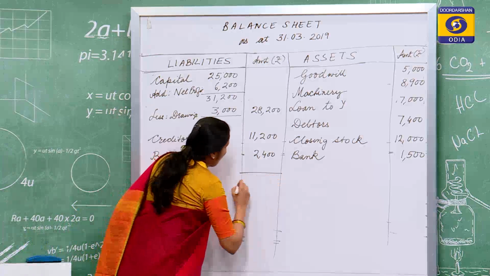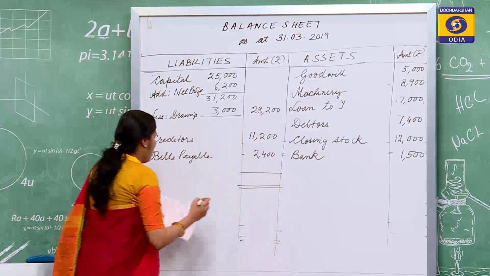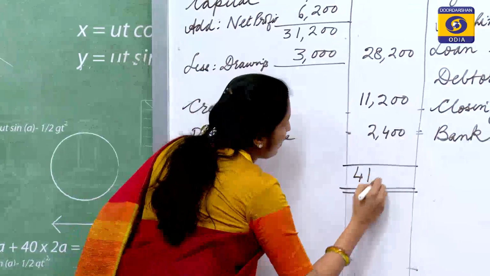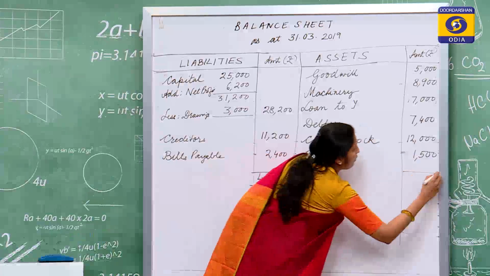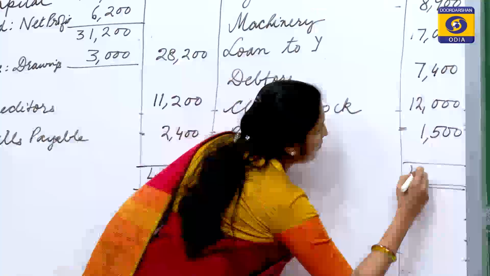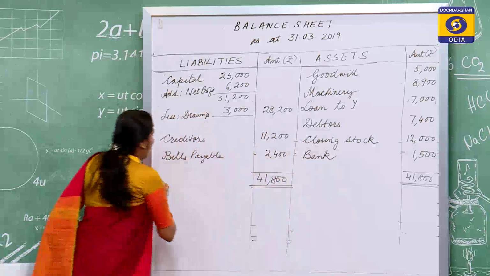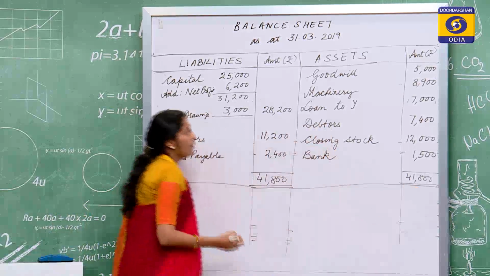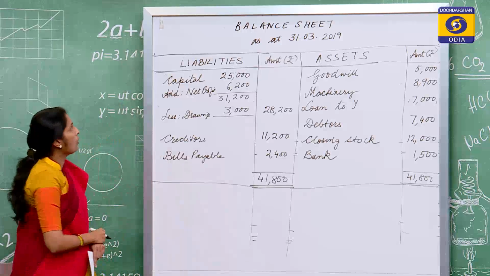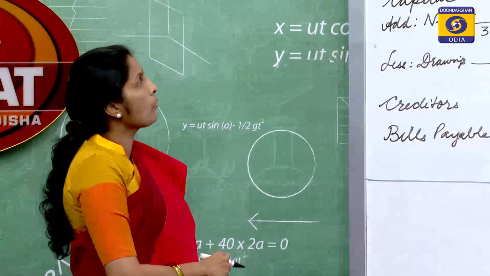the sides. So, the total of the liability side is 41,800 and the total on the asset side as well is 41,800. So, as you can see, this is the balance sheet and we have completed our balance sheet. Just have a look at this balance sheet as at 31st March 2019.